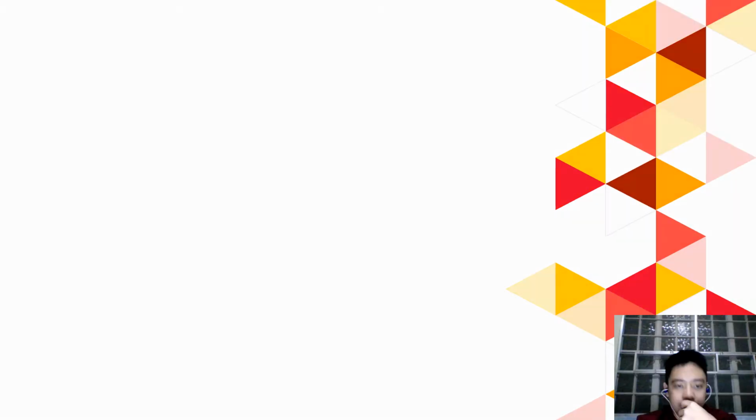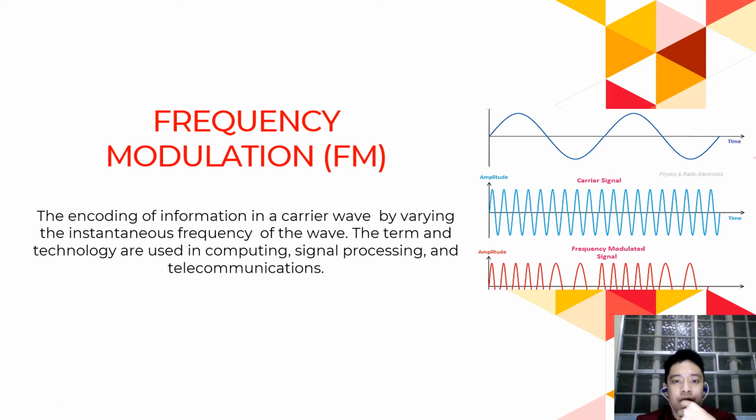Next is, what is frequency modulation? Frequency modulation or FM is the encoding of information in a carrier wave by varying the constant continuous frequency of the wave. The term and technology are used in computing, signal processing, and telecommunication. In FM radio broadcasting of audio representing voice or music, the instantaneous frequency deviation, the difference between the frequency of the carrier and its central frequency, is proportional to the modulating signal. So frequency modulation is widely used for FM radio broadcasting.